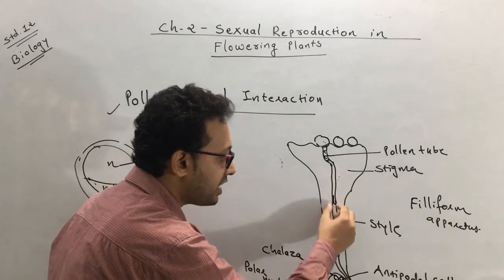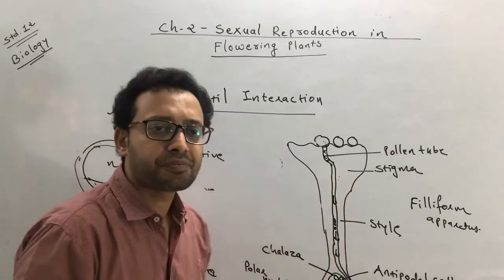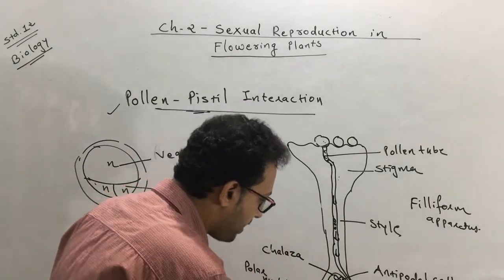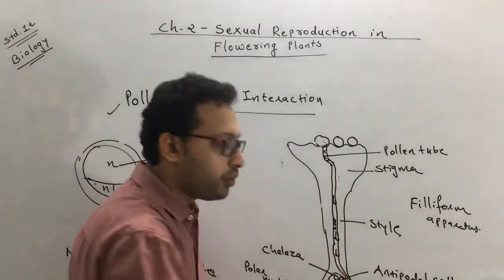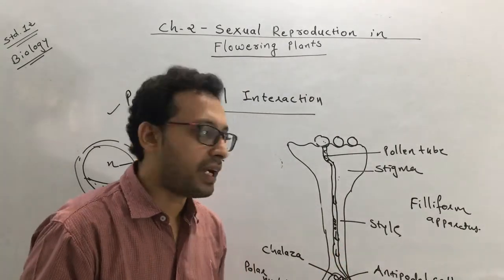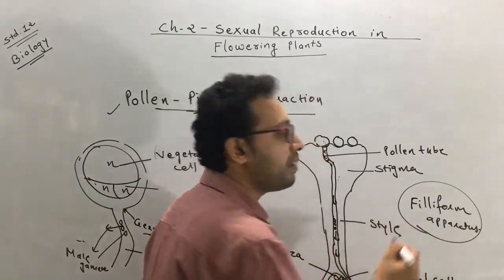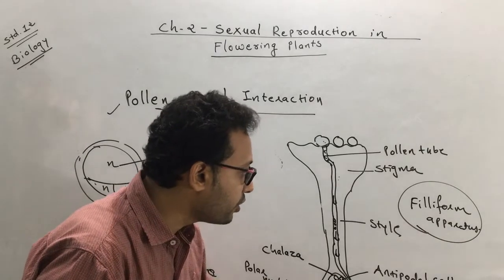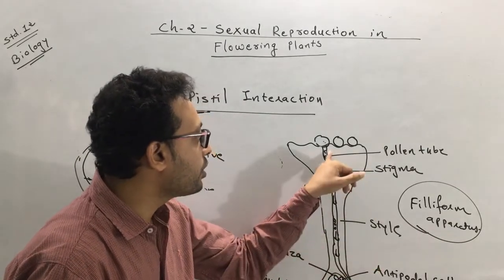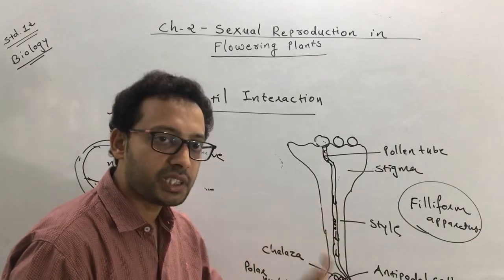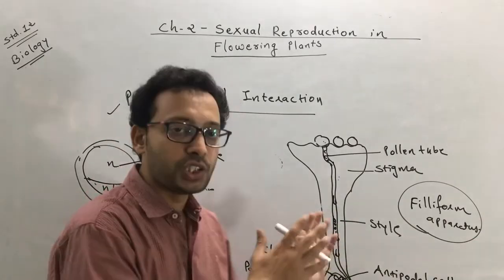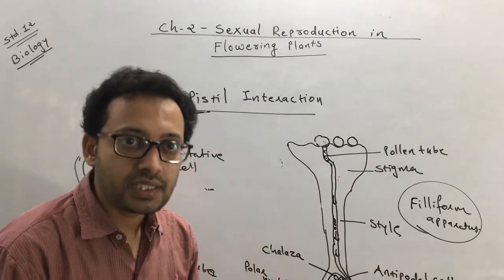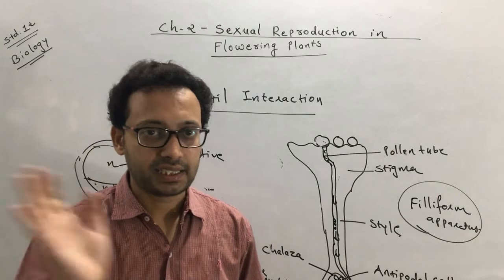Now the pollen tube continues to grow and enters into an ovule through which end? Through the micropylar end. The entry of this pollen tube into an ovule through the micropylar end is guided by the filiform apparatus of the synergid cells. And what is the content of the pollen tube? It contains these three cells, one vegetative and two male gametes. They are released into the ovule, and this is called pollen pistil interaction. Once released, what happens, we will see in the next session.